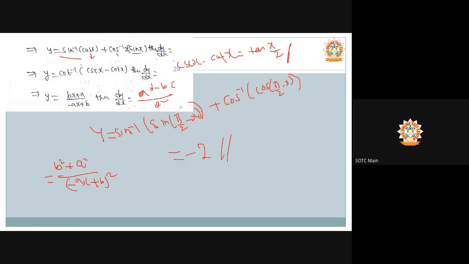Let us move to the next question. If you want to go into solve, try this question. d by dx of 3x minus 5 divided by 4x plus 2. Yes, try to solve this question.